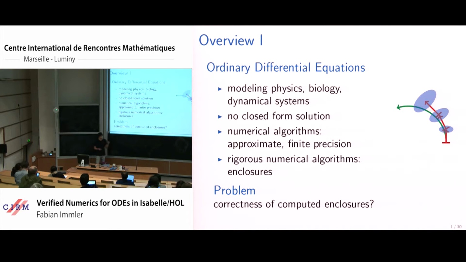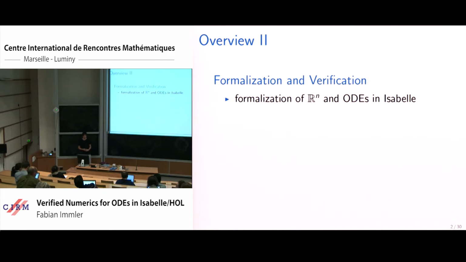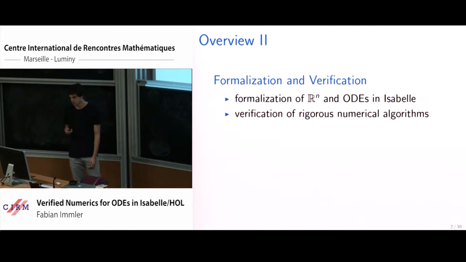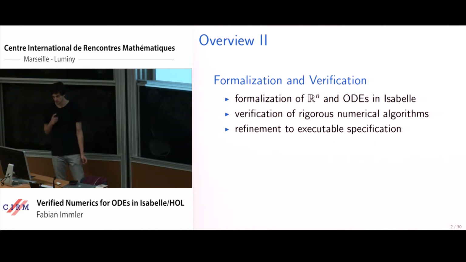Now, if you're, again, a bit more paranoid, you can ask yourself, what about these enclosures that I computed? Are they actually correct? Did I make some mistakes in the algorithm that I implemented in the program or whatnot? That's why we aim for verification of such rigorous numerical algorithms. And we do that in an interactive theorem prover, Isabelle, in the logic HOL. The basis of all this is a formalization of real numbers or vectors of real numbers and ODEs, which are formalized, specified in the theorem prover. And based on this, we verify rigorous numerical algorithms.